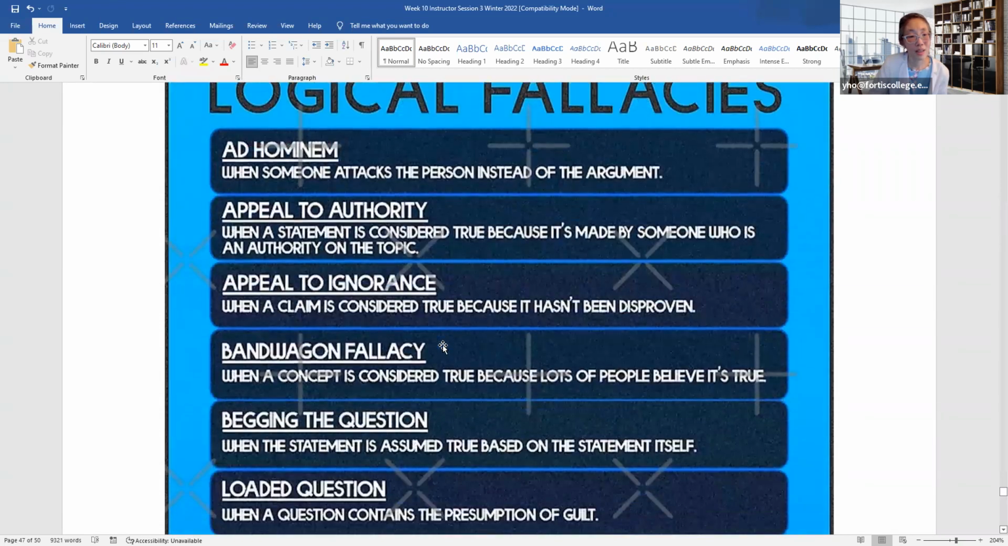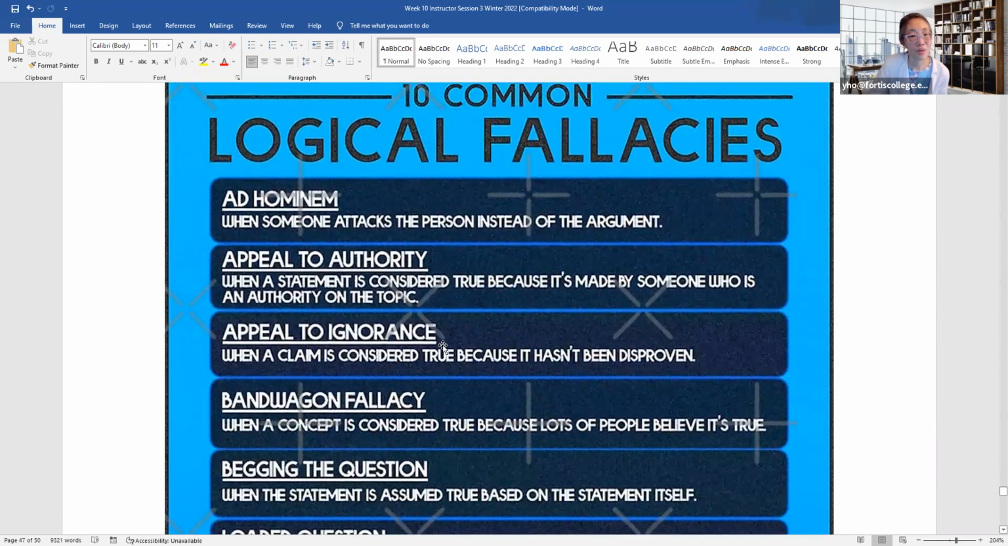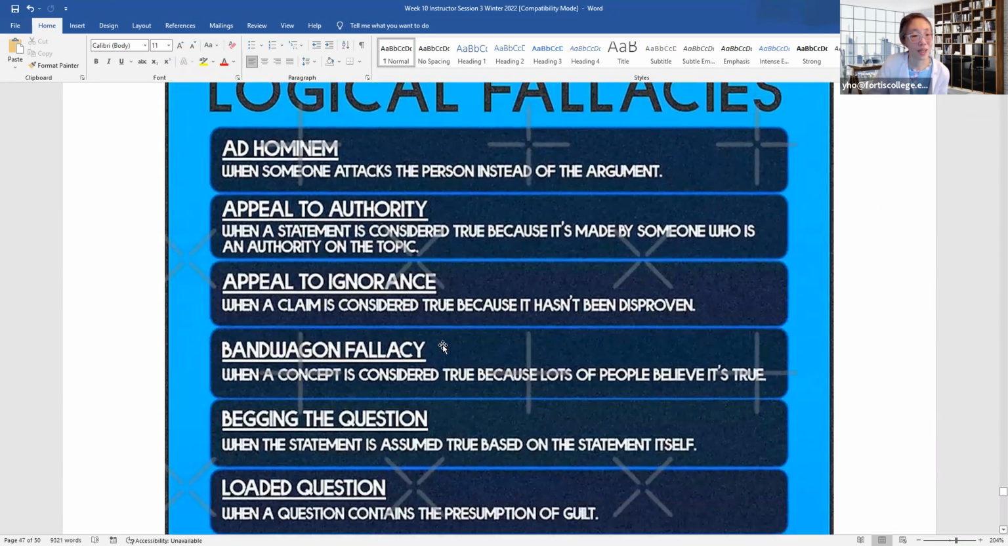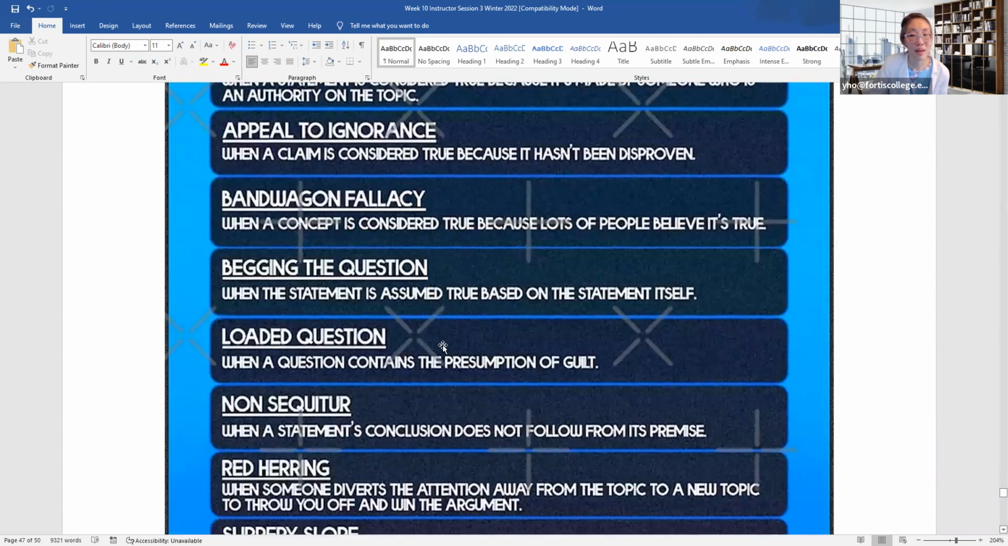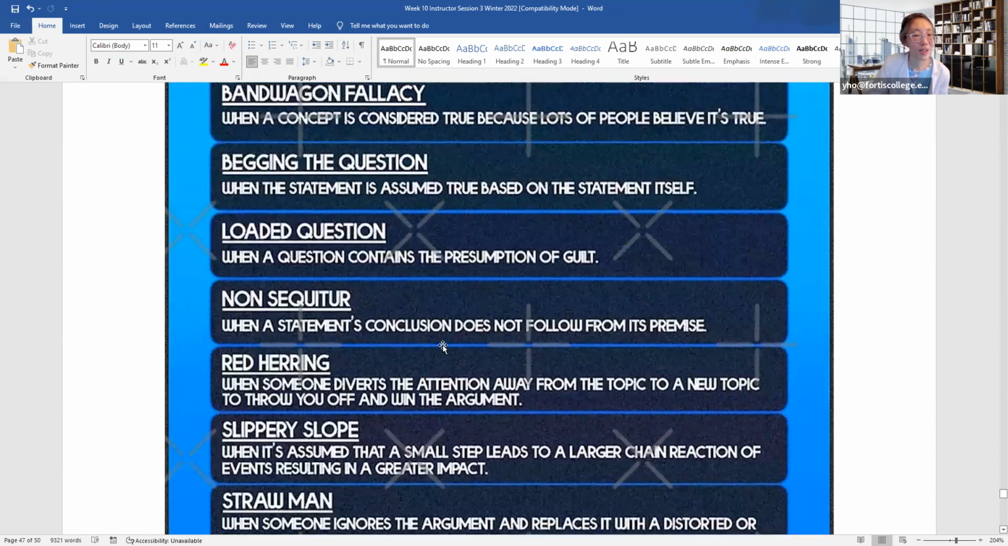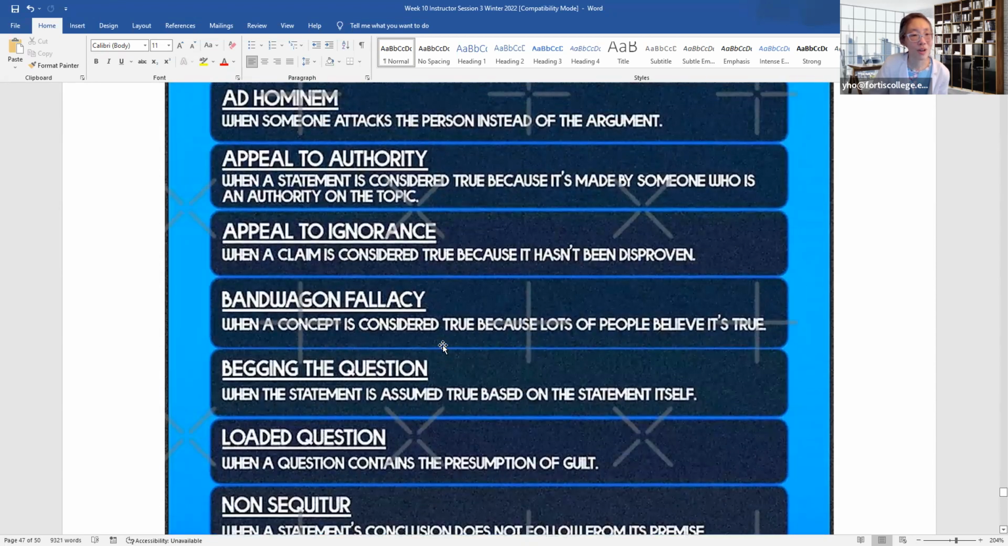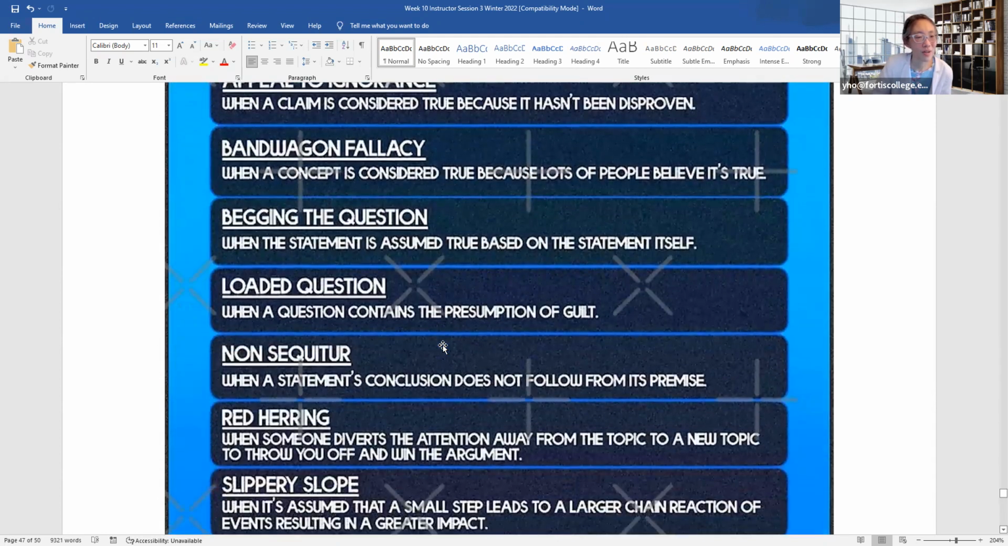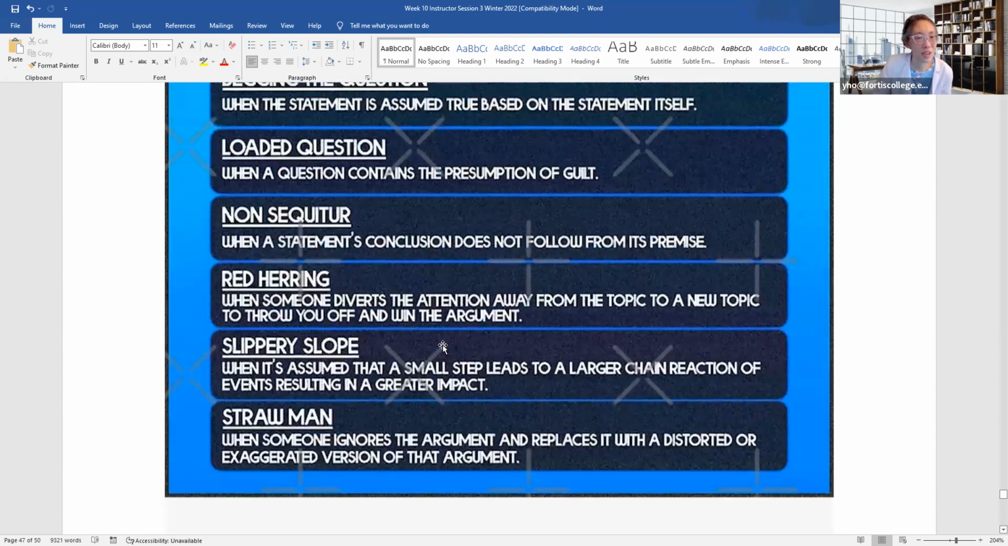And here is a chart you can use with your kids, because kids like looking at charts. Ad hominem, appeal to authority, bandwagon, begging the question, loaded question. And if you're going to teach this to your children, this means you have to know it yourself. That's how you learn it, is you teach it, okay? That's how I really learned grammar, because I had to teach the grammar over and over again to a lot of students. So you can use this to teach your kids.